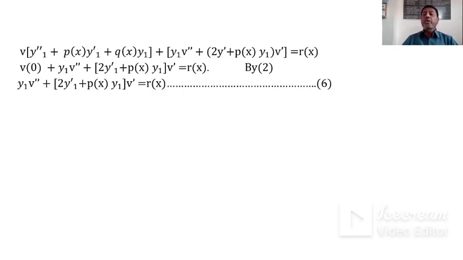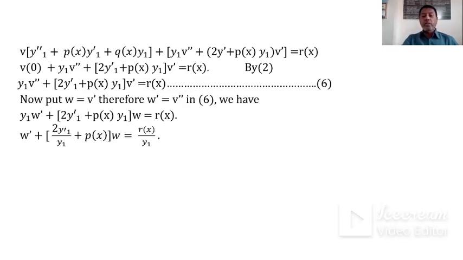Now here, after this, we have to take again the substitution w = v'. Therefore, w' = v''. Therefore, with this second substitution, we reduce the order of this differential equation from a second order differential equation to the first order differential equation. Now this is a first order, first degree differential equation, and we know how to obtain its solution.